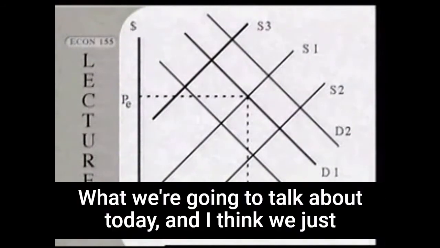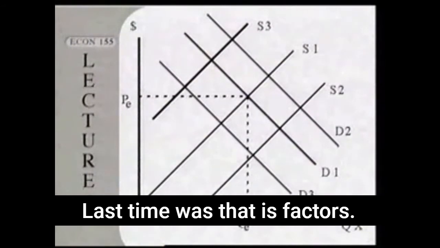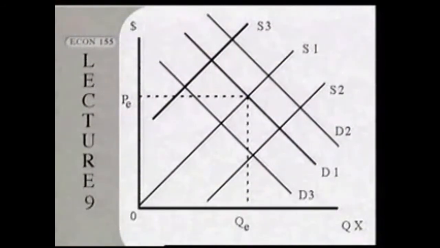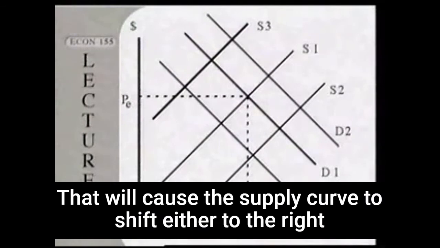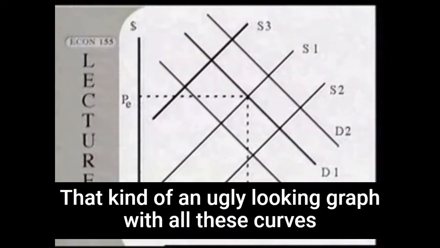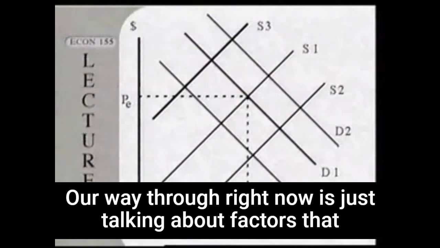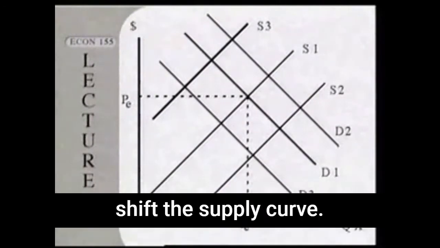What we're going to talk about today, and I think we just got a little start on it last time, is factors that will cause the supply curve to shift either to the right or to the left. Kind of an ugly looking graph with all these curves in there, but basically that's what we're working our way through right now, talking about factors that shift this supply curve.